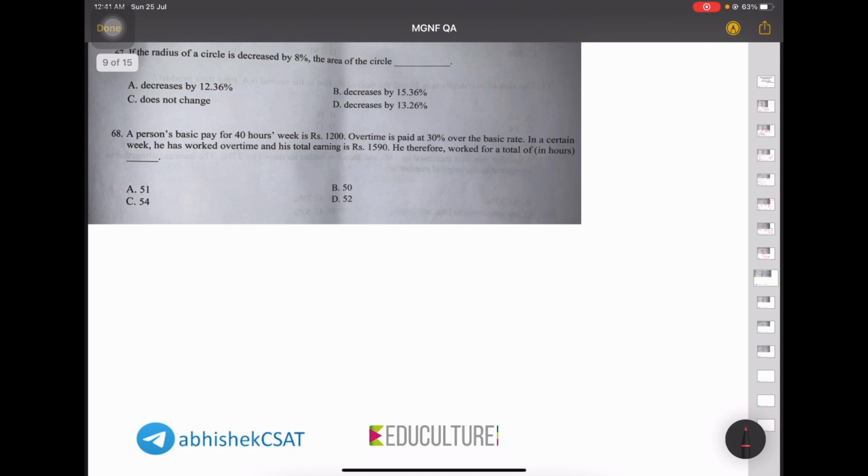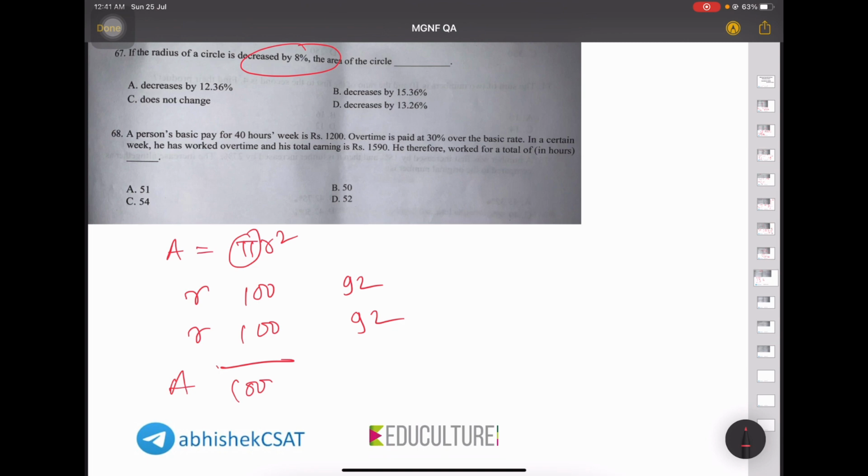If the radius of a circle is decreased by 8%, the area of the circle is... Same example as that of price and revenue. Okay. So, area of a circle is equal to pi r square. Radius of a circle is decreased by 8%. That means 100 becomes 92. This pi is constant, so area is 100 into 100.